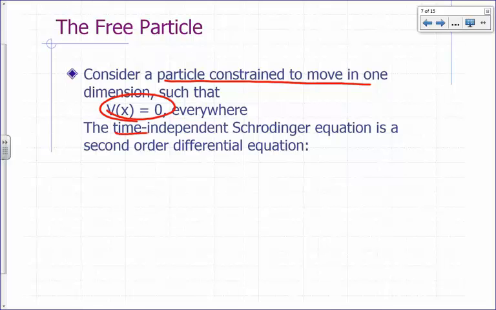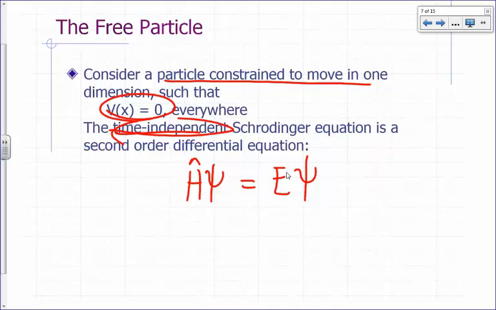Okay, what's our Schrodinger equation? Time independent, do you remember? H hat psi equals E psi. And that's always going to be your first thing you're going to try to solve. You solve for stationary states by solving the time-independent Schrodinger equation. So H hat psi equals E psi.